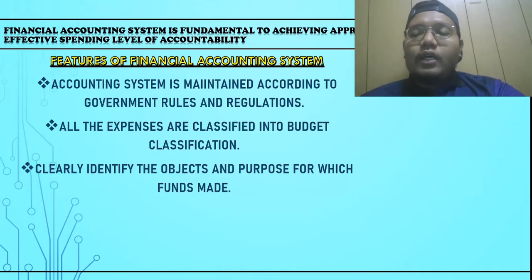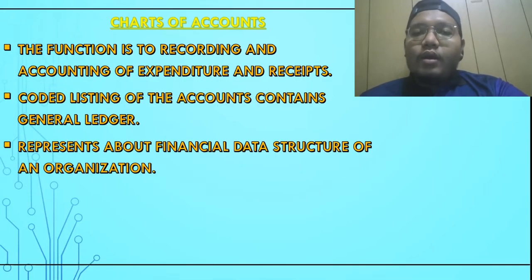So, the accounting system must follow government rules and regulations. All the accounting system must relate to government rules and follow government rules. Okay, all the expenses are classified into budget classification, and it must clearly identify the objects and purpose for which funds are met, either receipt or payment. Okay, we go to the next, charts of accounts.